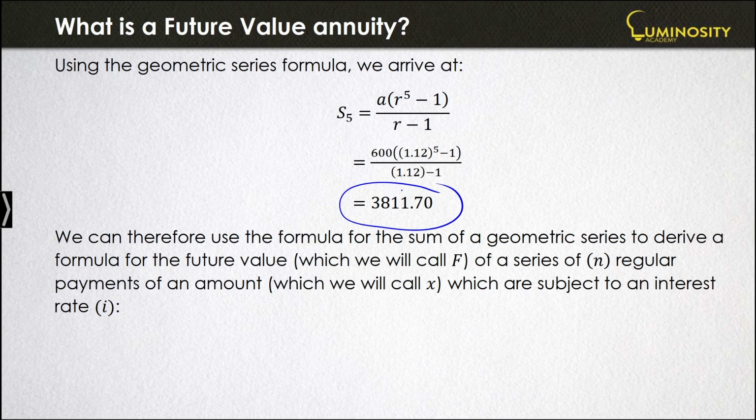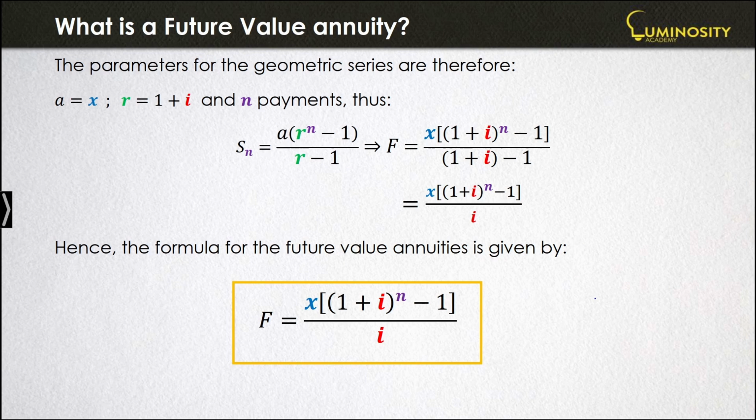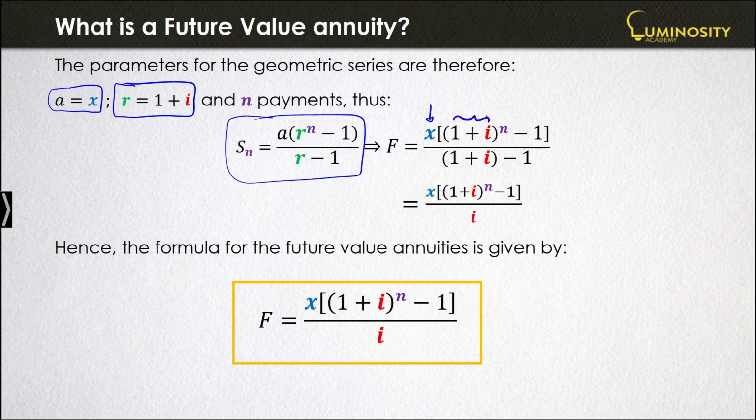Okay, so now we're actually going to use this sum of a geometric series to derive a formula for the future value, which we will call F, of a series of n regular payments of an amount which we will call x, which are subject to an interest rate i. Essentially here the parameters of the geometric series are: the starting term a is that x amount that you are investing, your constant ratio r is 1 plus the interest rate, and you have n payments.